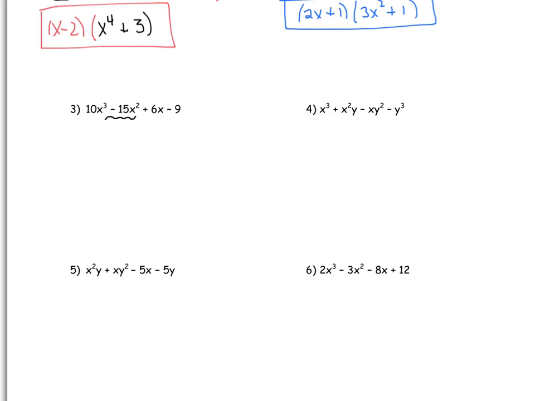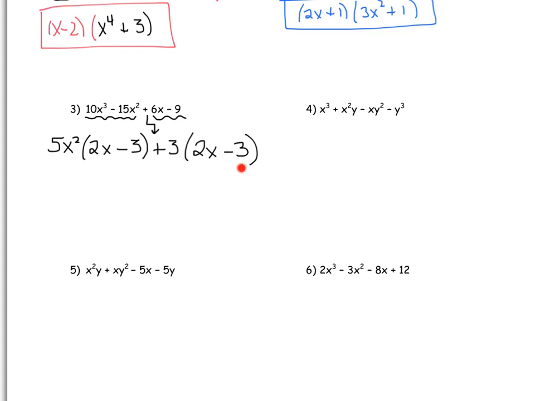Find a GCF of the first 2. So the GCF of the first 2, I believe, would be 5x squared. What would I be left with on the inside? 2x minus 3. Now I'm going to bring down the middle term and find the GCF of those last 2. The last 2, the GCF, I believe, would be 3. I have an open parenthesis, and then I do 6x divided by 3, and I get 2x. Then I'll do negative 9 divided by 3, and get negative 3.